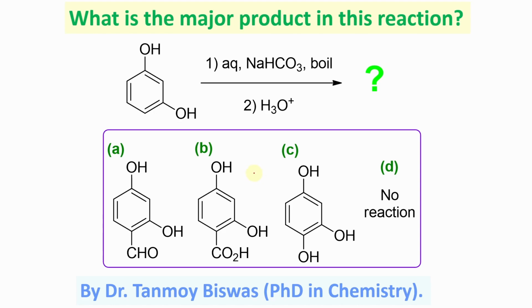Now if you look at the reagent carefully, this is actually resorcinol, or 1,3-dihydroxyphenol. You can say this benzene ring is electron rich due to the +R effect of 2 OH groups. And if you look at sodium bicarbonate, it can act as a base or as a source of CO2. So let's learn everything step by step.